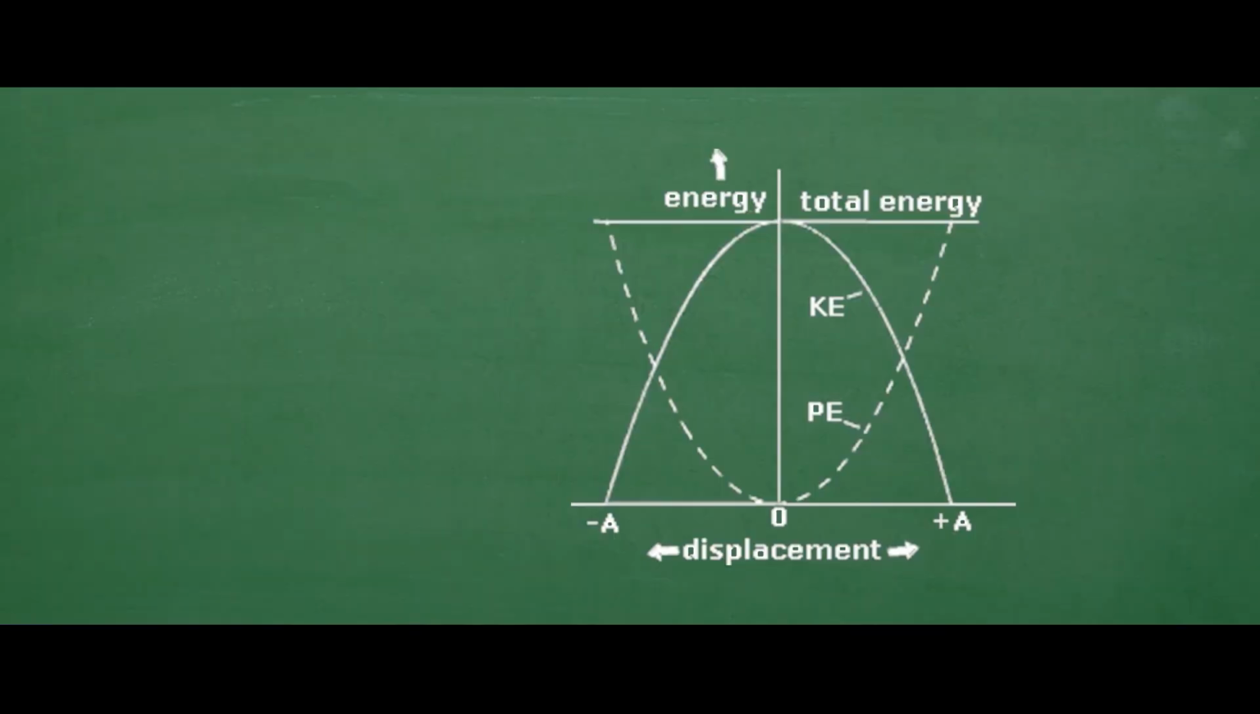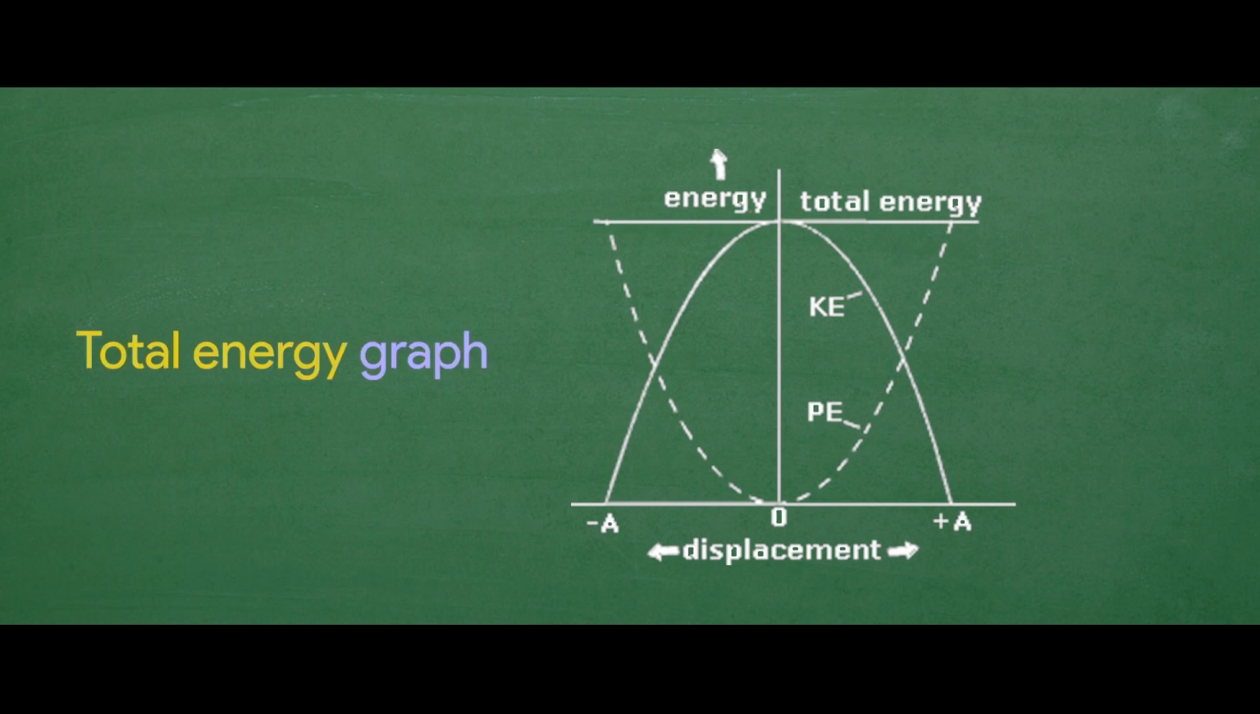Okay, so now we have completed the derivation and we know the total energy equation in simple harmonic motion. That is equal to half k a square. Remember, in some books they use U as the symbol of total energy, but it is the same. So now let's have a look at this graph.